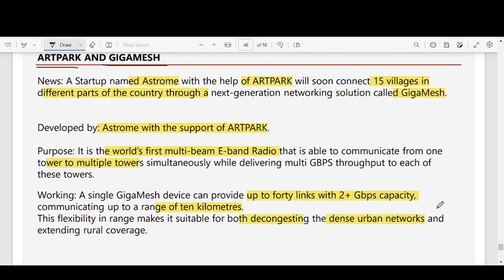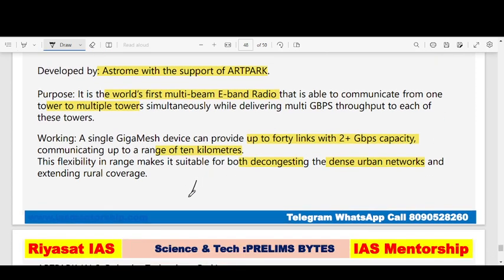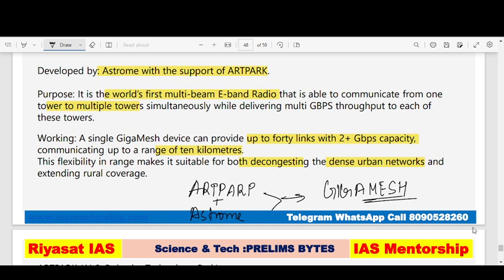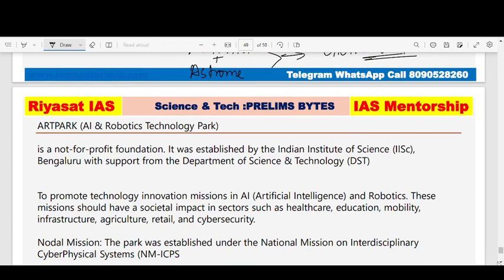I can make you mind map here that Art Park and your Astrom have came together to make GigaMesh that will connect 15 villages across the world to provide them connectivity using E-band radio. Okay, okay. This is your news. And you should also know what is Art Park.